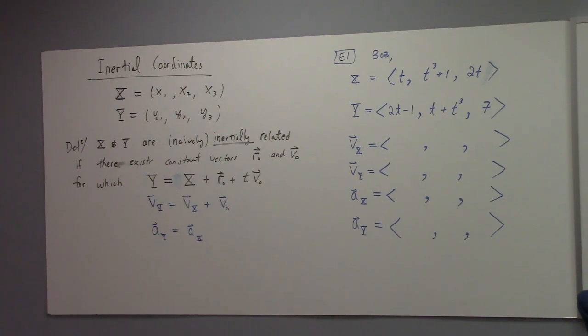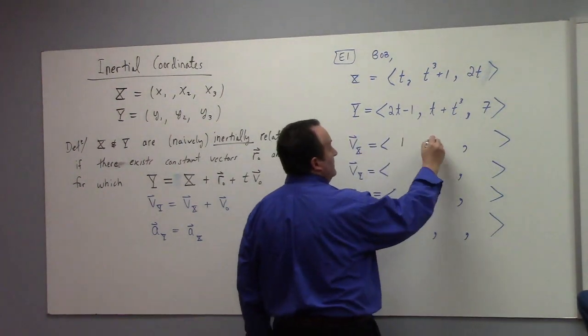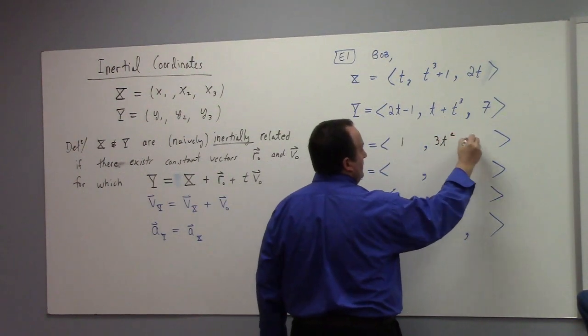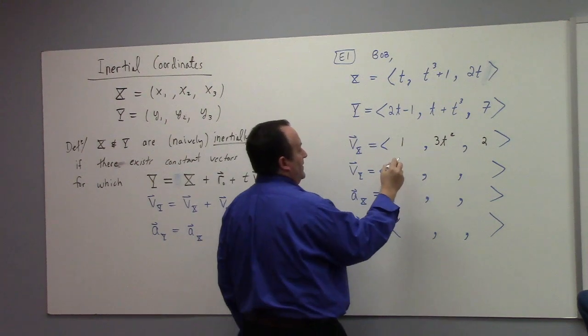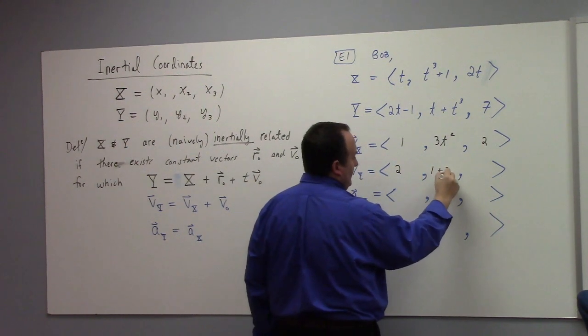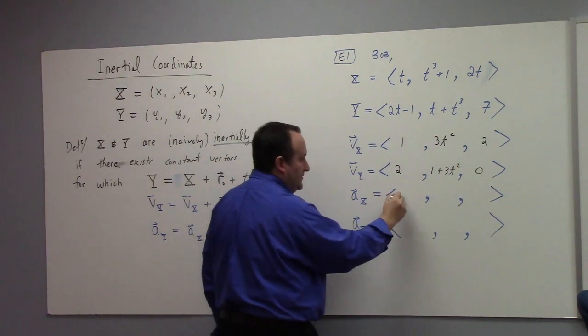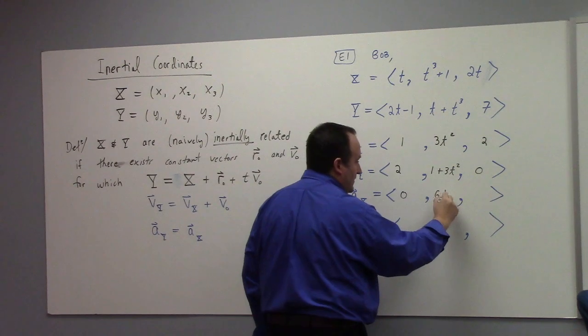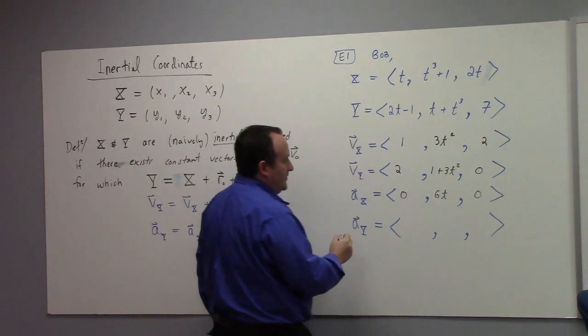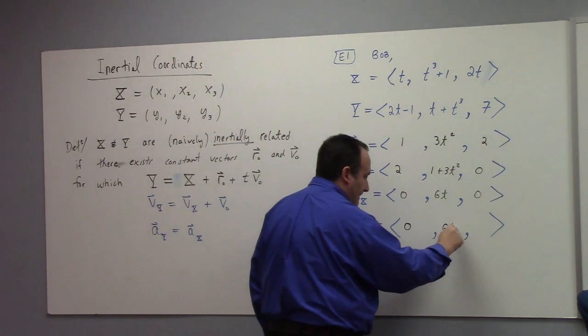All right, what do we got here? 1, 3t squared, 2. With respect to the y coordinate system, we've got 2, 1 plus 3t squared, 0. Acceleration in the x, 0, 6t, 0. Acceleration in the y, 0, 6t, 0.